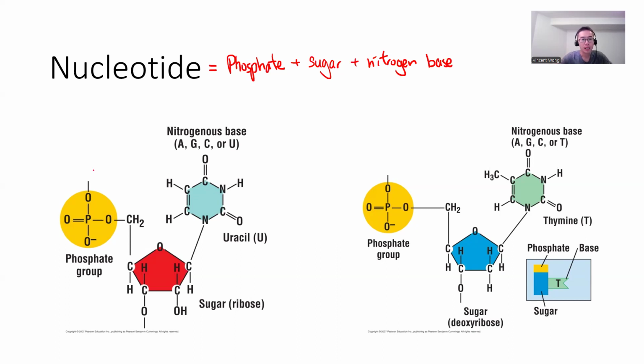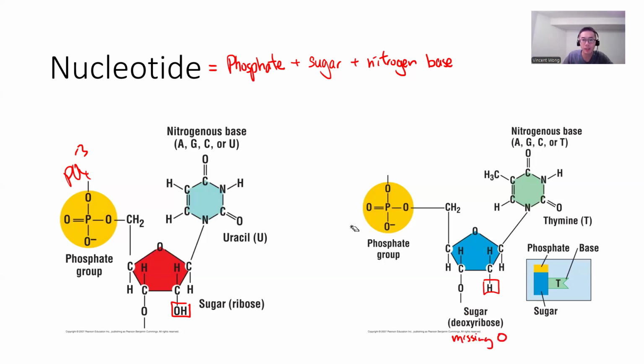So the phosphate group looks like this, PO4, -3. The sugar is a pentagon, and you can see the red sugar here and the blue sugar here. They look exactly the same, except over here it has OH, but over here it is missing an oxygen. So this sugar that is missing an oxygen is called a deoxyribose. Deoxy means it's missing an oxygen.